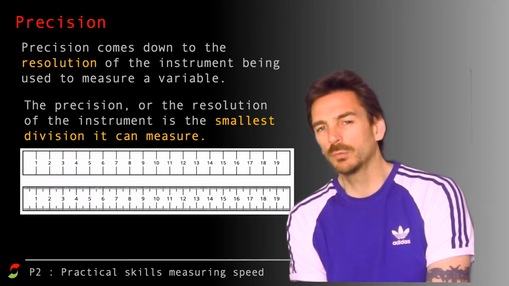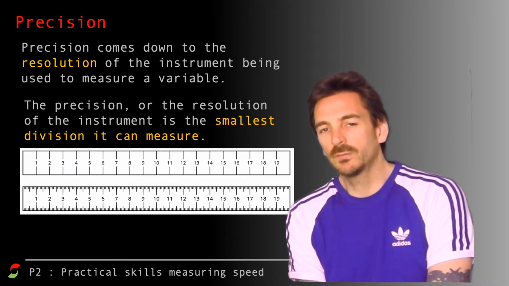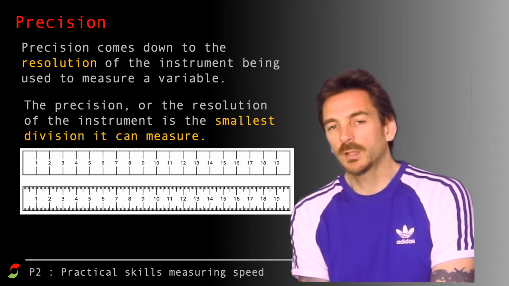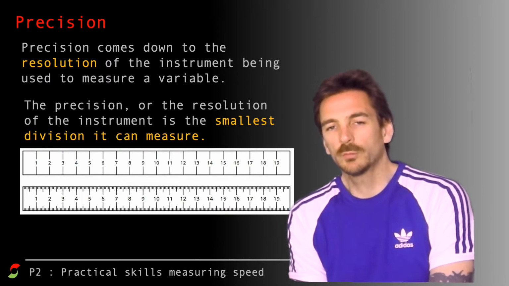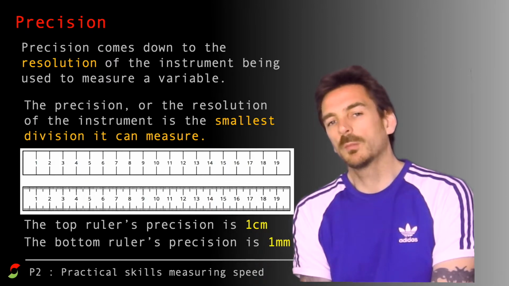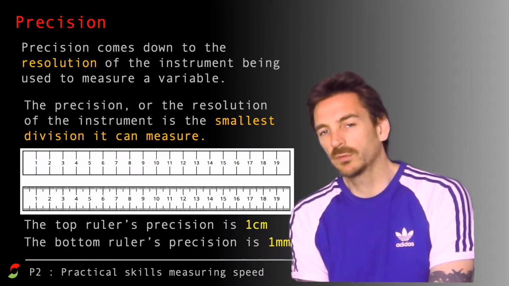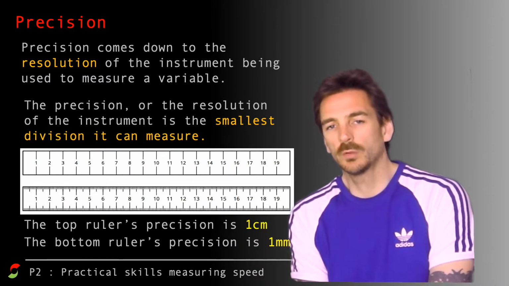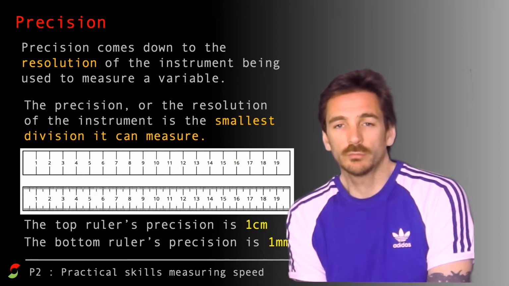So let's have a look at an example with two rulers with different scales. So they both measure centimetres, with the top one clearly each division is a centimetre. And with the bottom one, it's still measuring centimetres, but between each centimetre there are smaller divisions. So if there are smaller divisions, the bottom one is more precise. So we can actually say that the top one has a precision of 1 centimetre, but the bottom one has a precision of 1 millimetre. We could use resolution instead of precision. But using an instrument with a higher precision or resolution will lead to a more accurate result.